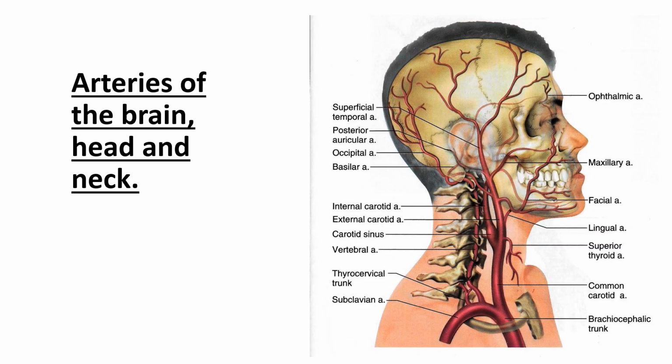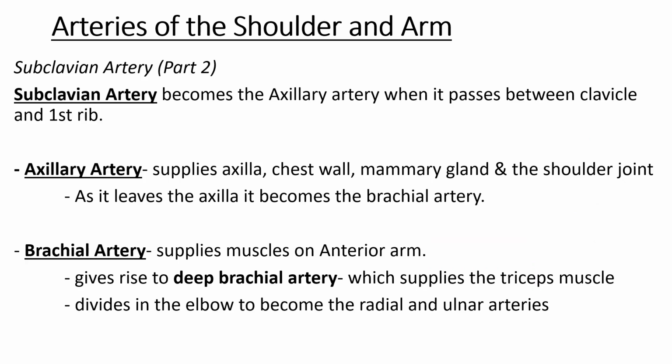All right. Moving on. Arteries of the shoulder and arm. So now we're back at the subclavian artery. Now we're heading down the arm. So it becomes the axillary artery when it passes between the clavicle and the first rib. So subclavian becomes the axillary artery. Our axillary artery is going to supply the axilla or the armpit. It's going to go to the chest wall, the mammary gland, the shoulder joint, pretty much everything in that axilla region or the nearby area.